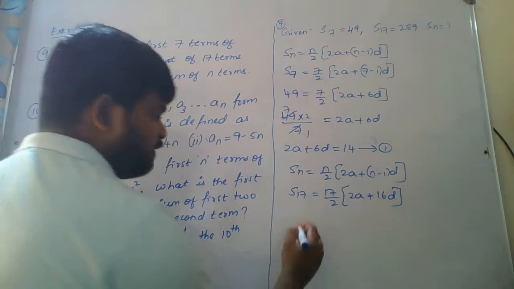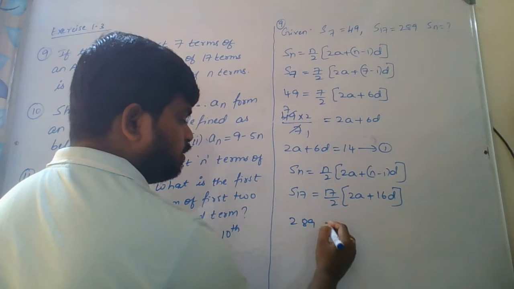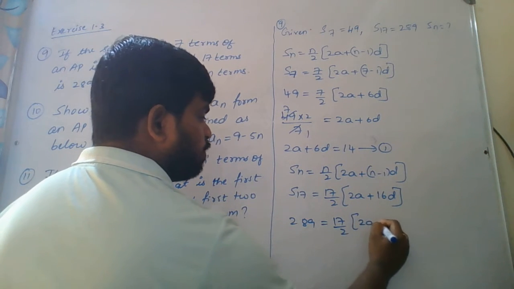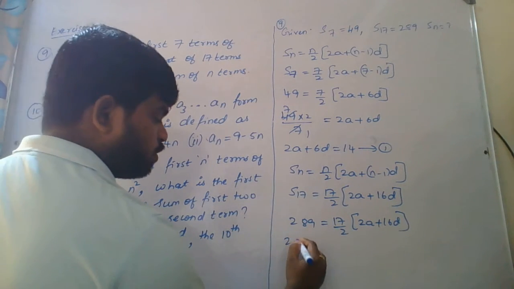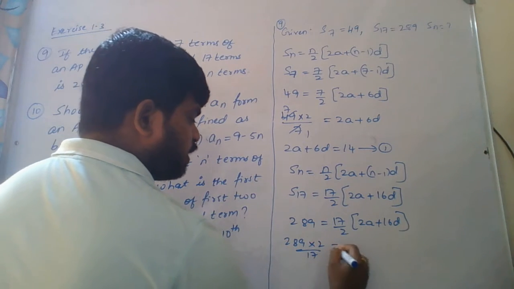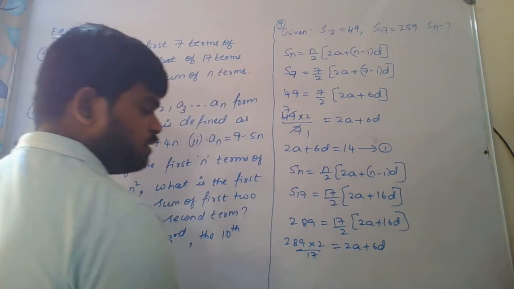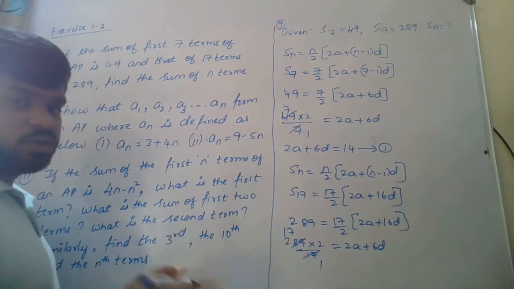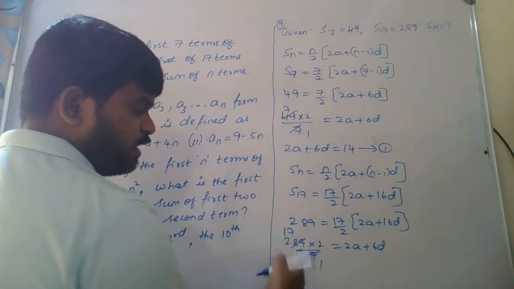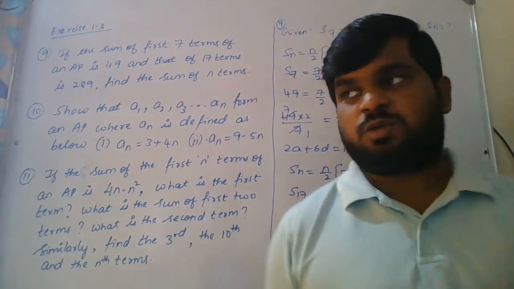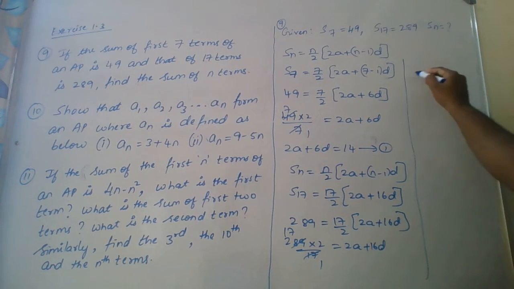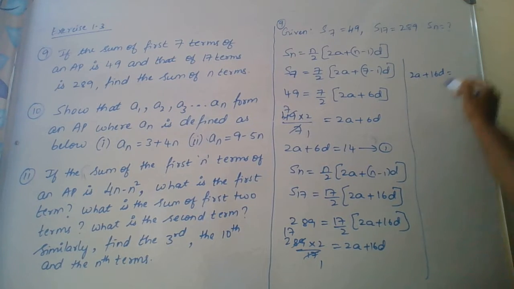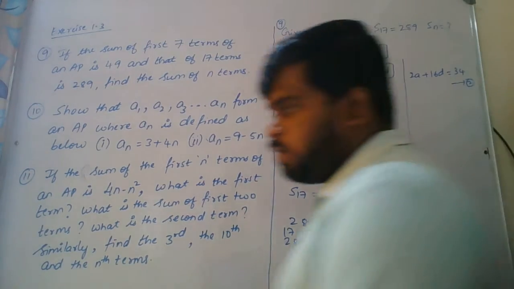So here again S17 is 289, which equals 17 by 2 into 2a plus 16d. Let me send this 2 to the other side, and 17 also. So you get 289 into 2 by 17 equals 2a plus 16d. 17 ones are 17, 17 seventeens are 289, because 17 square is 289. So what do you get? 17 into 2 is 34. So the next equation is 2a plus 16d is equal to 34. That's our equation 2. So we got two equations.